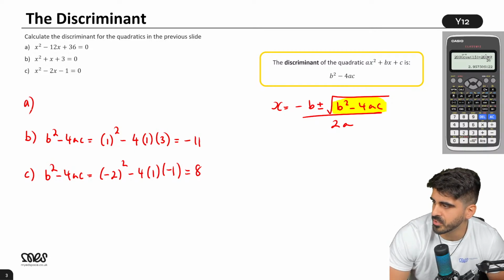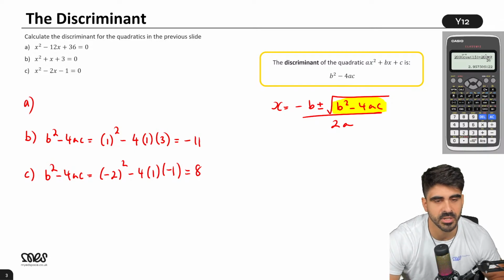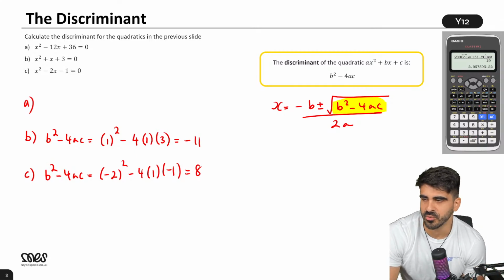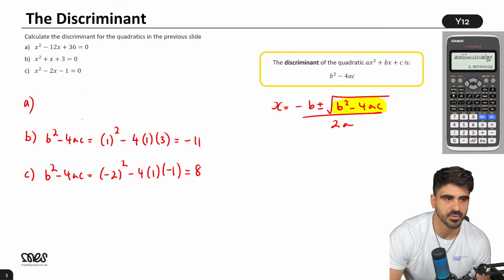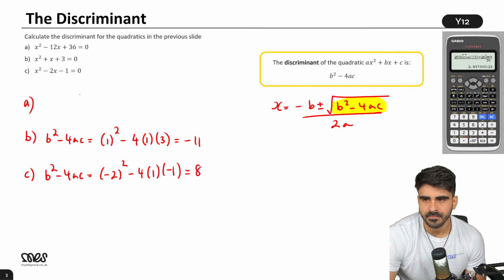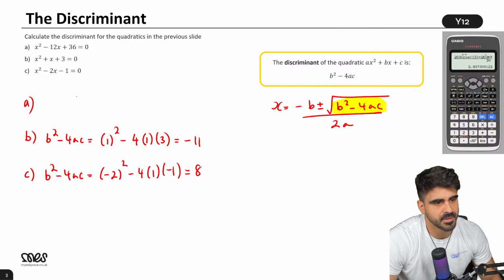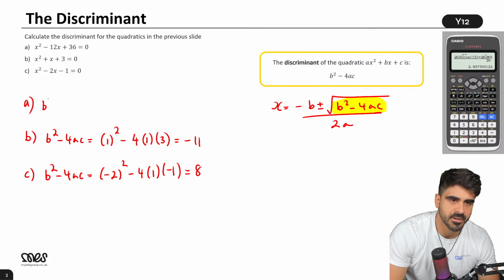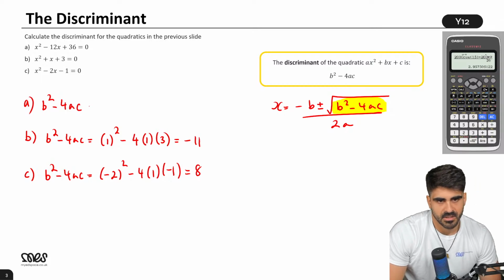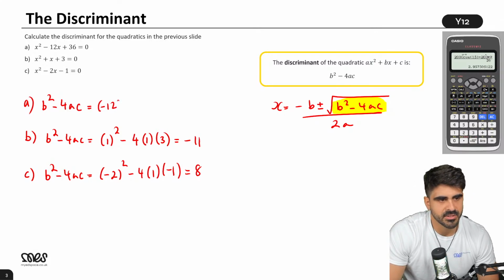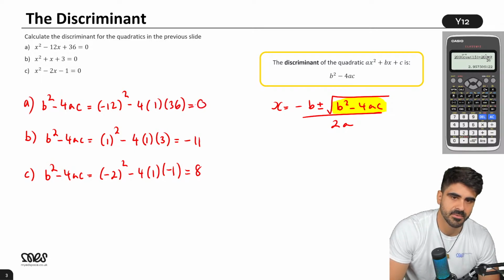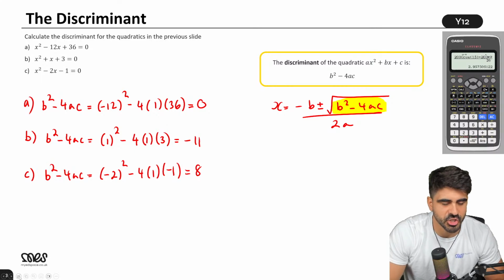Can you guys in the chat compute the discriminant for part A? That one we didn't do because you said it could be factorized. Jad, we haven't got there yet. I've just told you what the discriminant is, not what it's used for. It's just a definition right now. Lydia got 0, guys. Rayan, Nabil, Michael, all getting 0. So b squared minus 4ac, here we have minus 12 squared minus 4ac is 0.